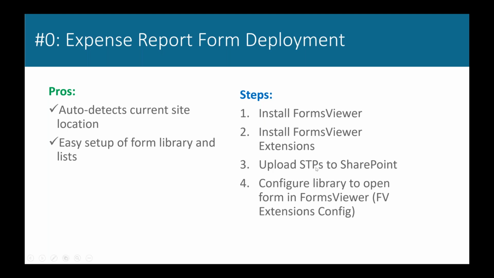The STPs are required, so before you actually open the expense report, you're going to have to make sure you have the libraries and the lists already created. So make sure you upload those STPs and create those three lists and libraries before you try to open the expense report, because it's going to be querying for some of those, I think. And then you're going to want to configure the library that you create using FV extensions so that those links show up correctly.